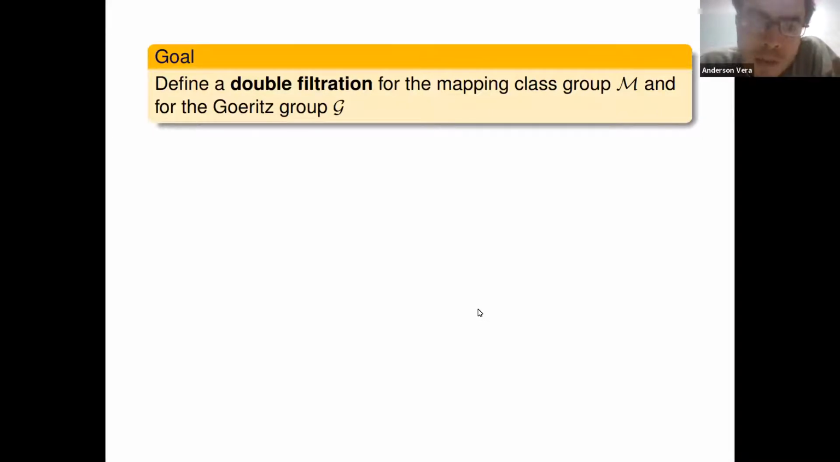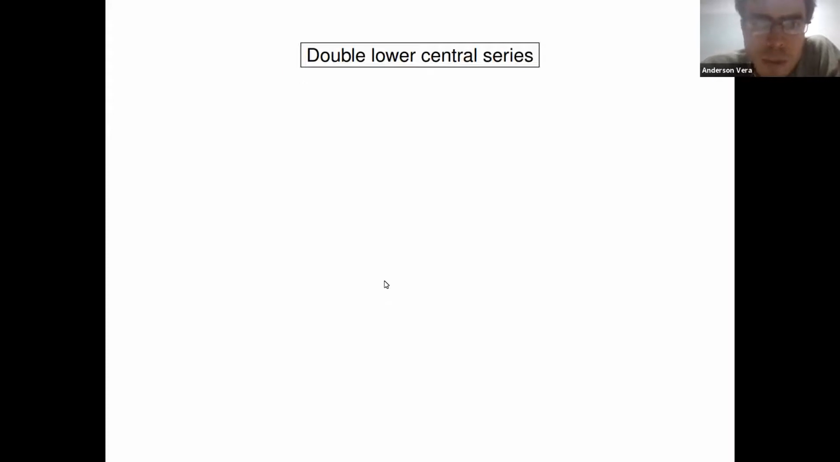We will start first by defining it for a smaller subgroup, the Goeritz group, and then we will extend to the whole mapping class group. And moreover, we are going to identify the leading terms of this double filtration. So let me say what is the double filtration of pi that we want to use.